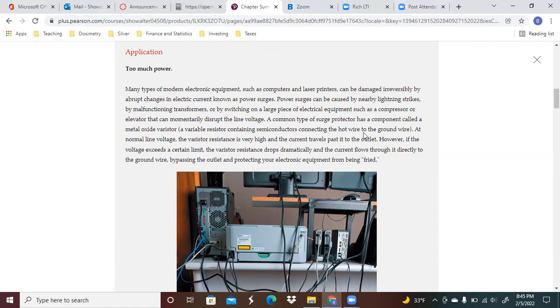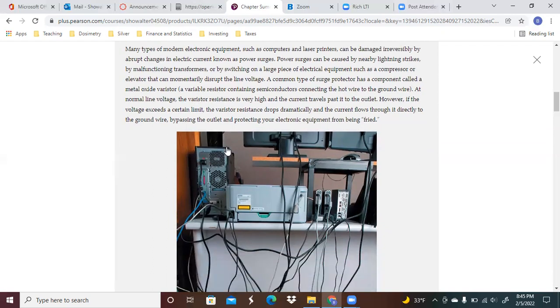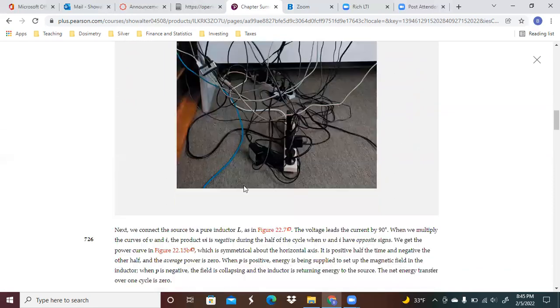A common type of surge protector has a component called a metal oxide varistor, a variable resistor containing semiconductors, connecting the hot wire to the ground wire. At a normal line voltage, the varistor resistance is very high and current travels past it to the outlet. However, if the voltage exceeds a certain limit, the varistor resistance drops dramatically and the current flows through it directly to the ground wire, bypassing the outlet and protecting your electronic equipment from being fried.